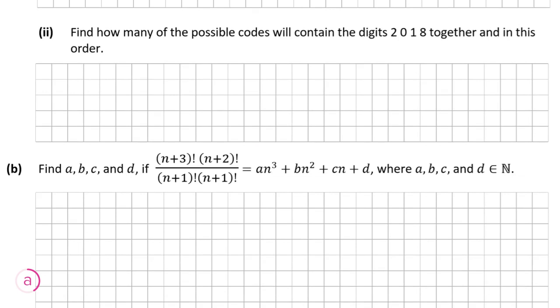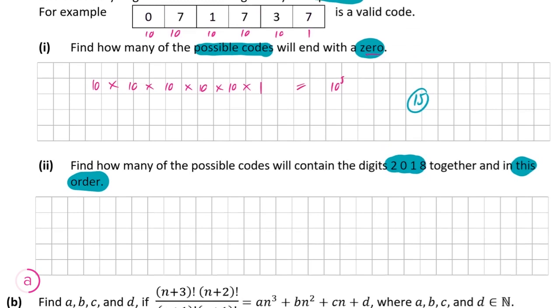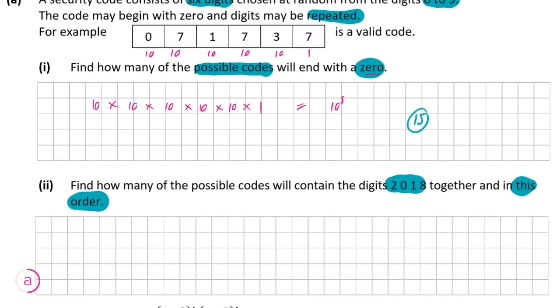Okay, now, we're asked to find how many of the possible codes will contain the digits 2, 0, 1, 8 together and in this order. So we need to make sure they're in that order. The best way to think about this part of the question is to just treat 2, 0, 1, 8 as a digit in and of itself. So just treat it as one big digit, because that's going to make it easier to consider.